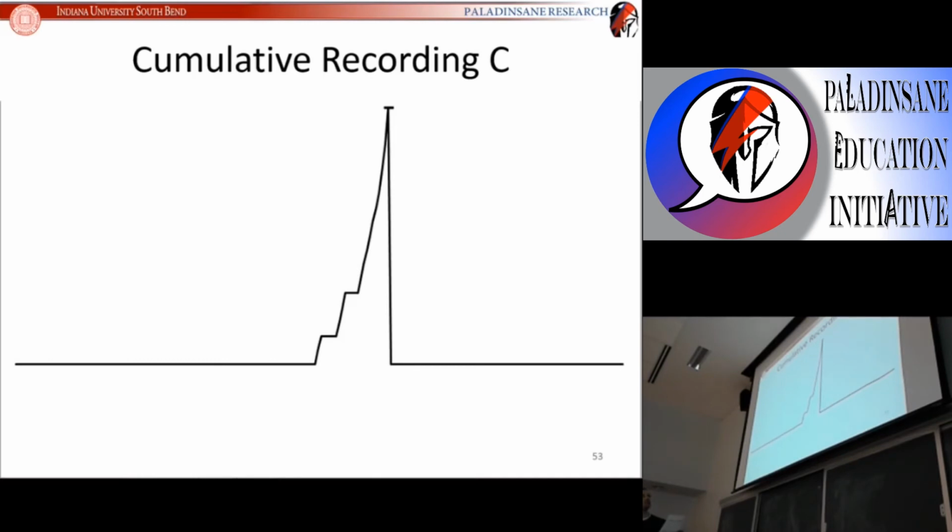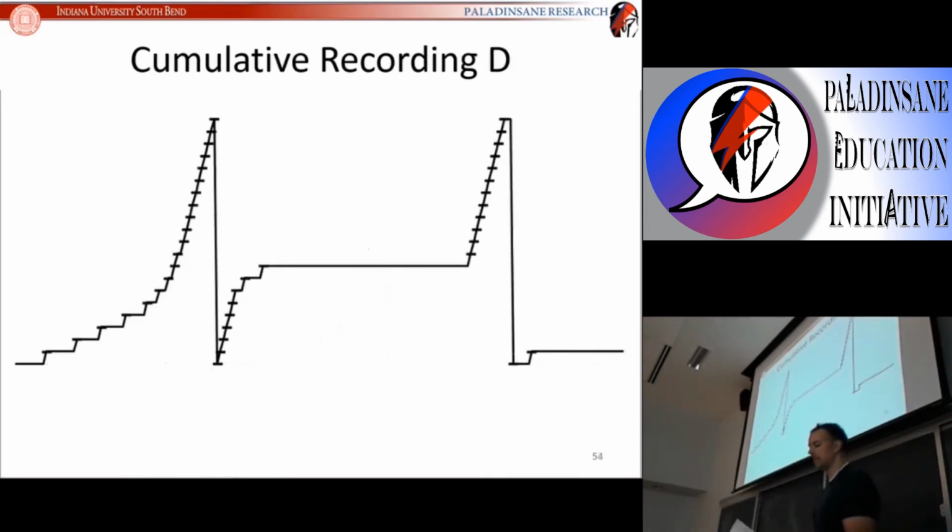After finishing the exam, she gets reinforced for finishing it. She doesn't open the textbook again. We got a flat line indicating no behavior. So the final one here, cumulative recording D, the one that's left over, is behavior number 1.